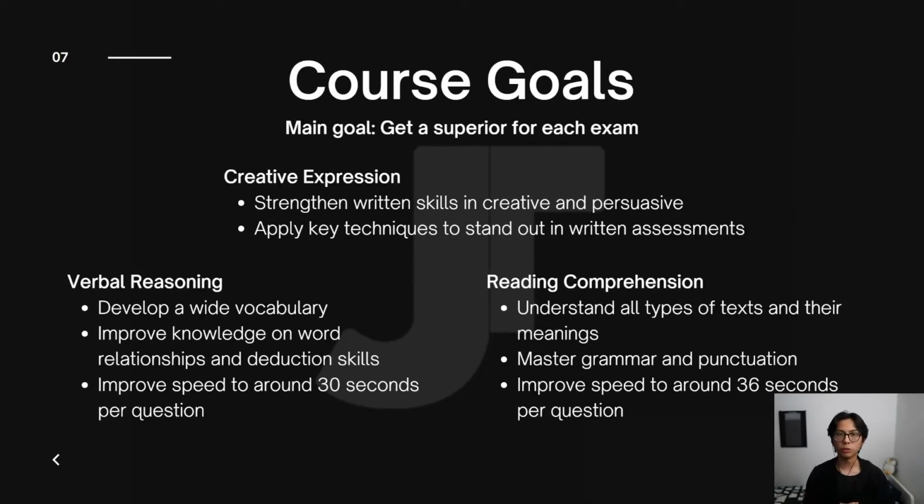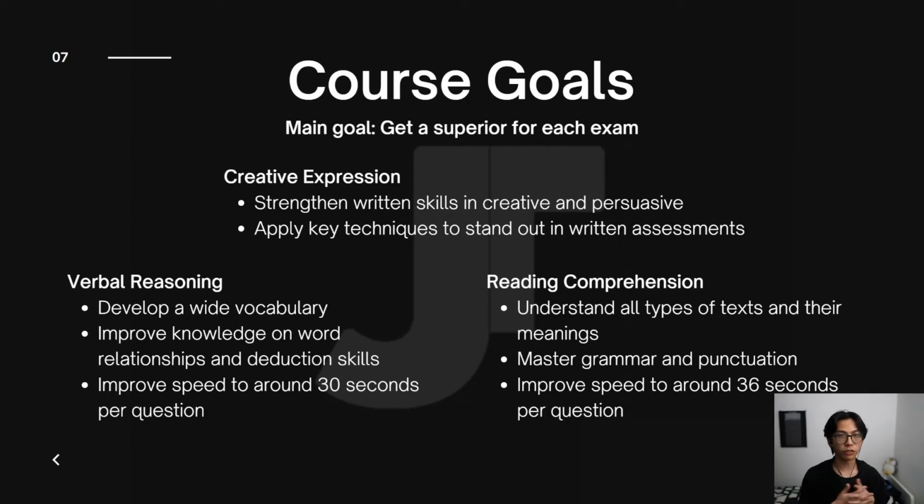Okay, the course goals. So our main goal is to get a superior for creative expression, verbal reasoning, and reading comprehension. In the creative expression exam, it will either be a persuasive piece or a creative piece. It will vary between the year and the time that you do the exam. The main goal is to strengthen your written skills in both the creative and persuasive aspect. And number 2, apply key techniques to stand out in those written assessments.